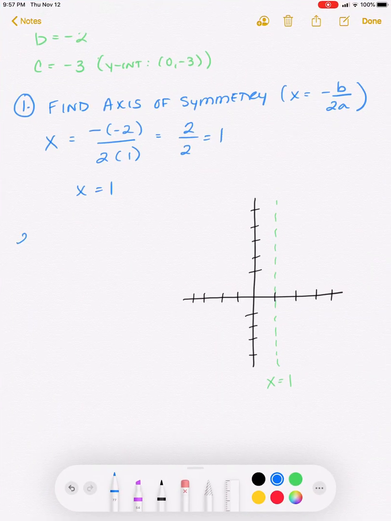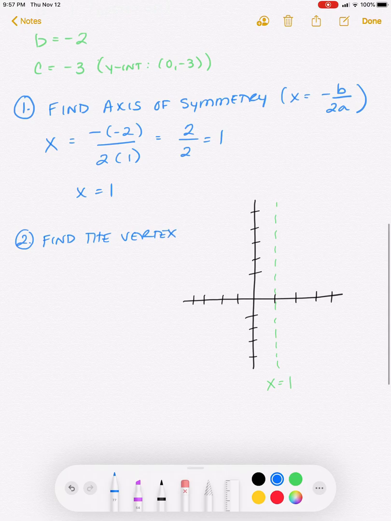And so step number 2, we're going to find the vertex. We already know that the x coordinate of the vertex is somewhere on this line. And so the vertex is going to be 1, and then we're going to plug the 1 into the function, and that's how we're going to get the y value. So what we need to do is we've got this function right here. Now I'm going to recopy it down only because I can't see it at the top of my page, but this is what the given function is.